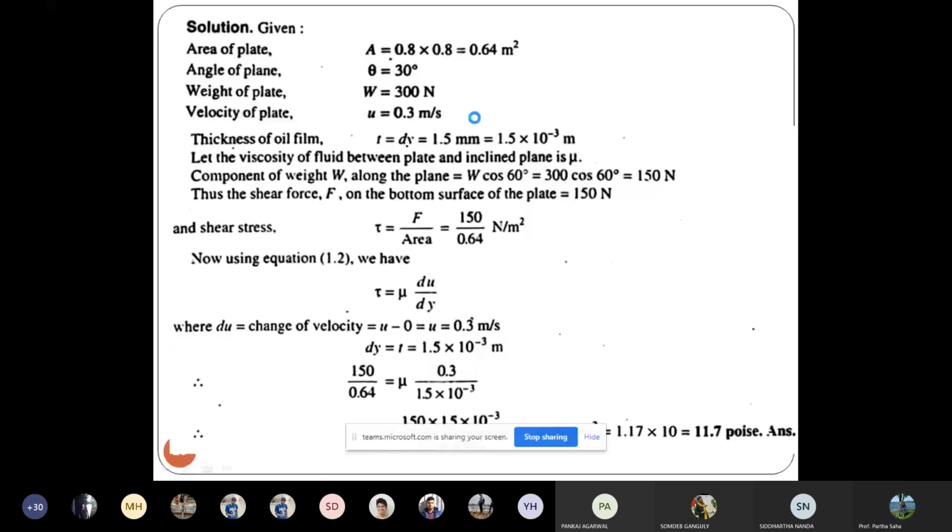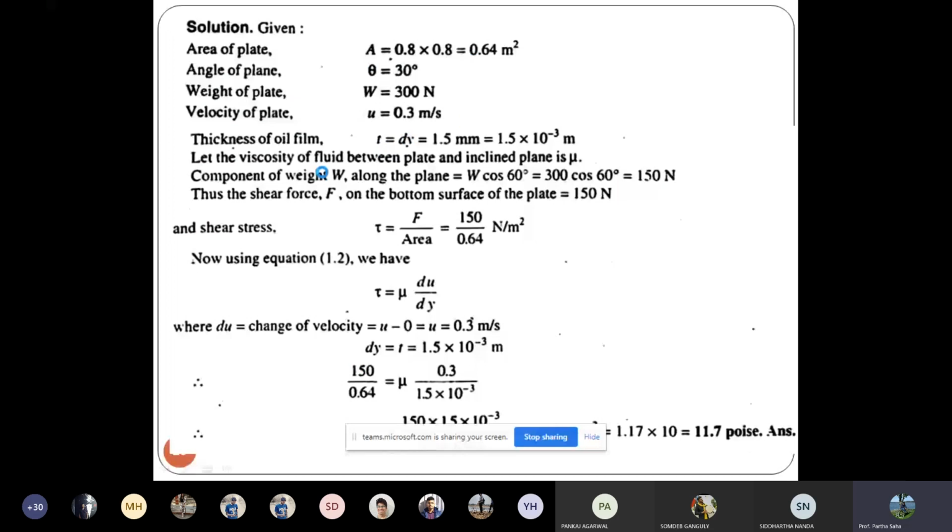That is nothing but dy in du by dy. If you remember, the dy, the thickness of the oil film, is the distance over which the plate moves or slides past. So the thickness of the oil film will be 1.5 millimeter. And let us assume the viscosity between this plate and inclined plane is mu.